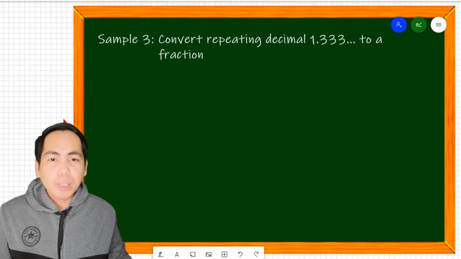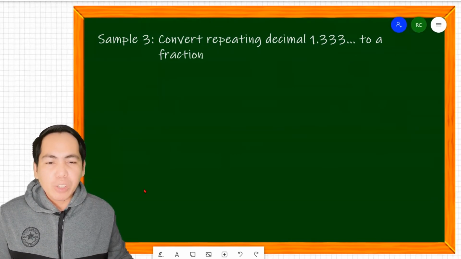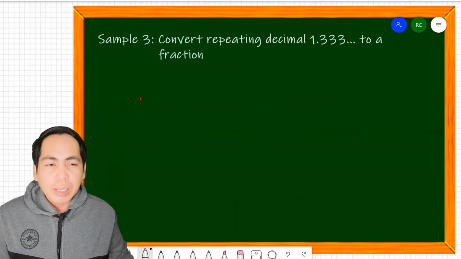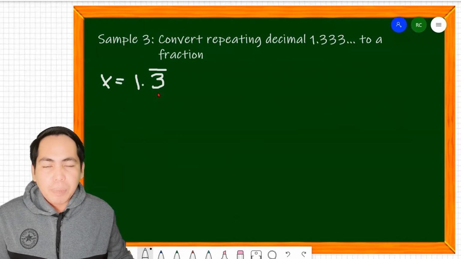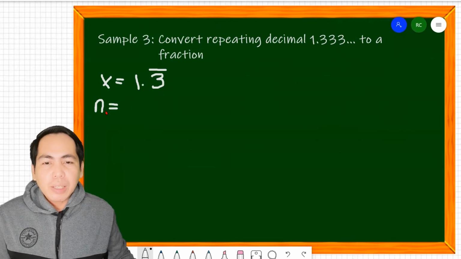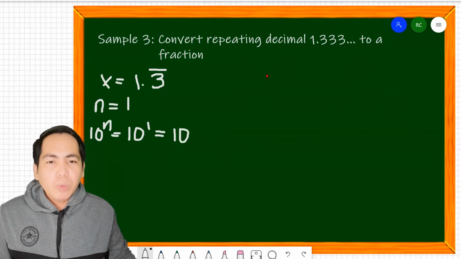Okay, we have here sample number 3. Convert the repeating decimal 1.3333 to a fraction. So we have 3 as the repeating digit. So our first equation, x is equal to 1.3 bar, because digit 3 is the repeating digit. Since we have only one digit that is being repeated, n is equal to 1. So 10 raised to the power of n is equal to 10 raised to the power of 1, that is equivalent to 10. So we are going to multiply both sides by 10.